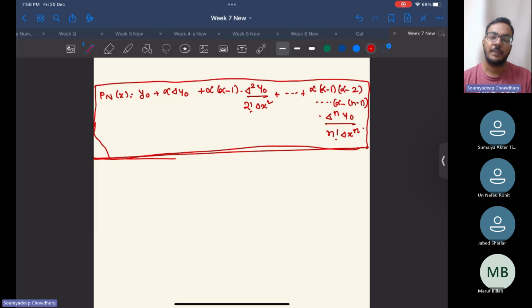Is it clear? Any confusions? Anyone? No, sir. Okay. So this is my Newton's interpolation formula, right?